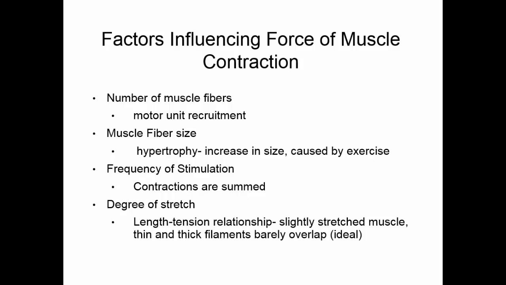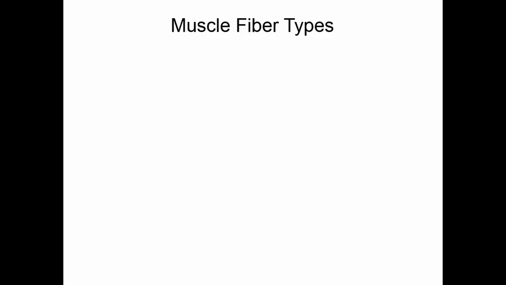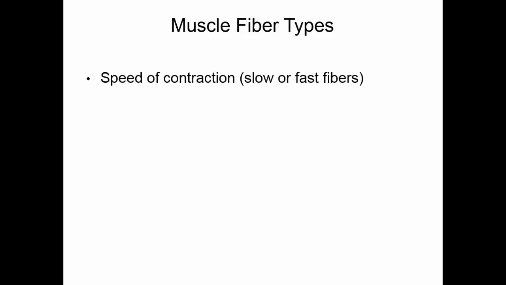If they are completely stretched so that there is no overlap, then muscle contraction cannot occur because we can't make cross bridges. There are different types of muscle fibers. We can classify them based on their speed of contraction and how they form ATP. When we look at speed of contraction, we either have slow fibers or fast fibers. This is determined by how fast myosin ATPase will split ATP to recock that myosin head.